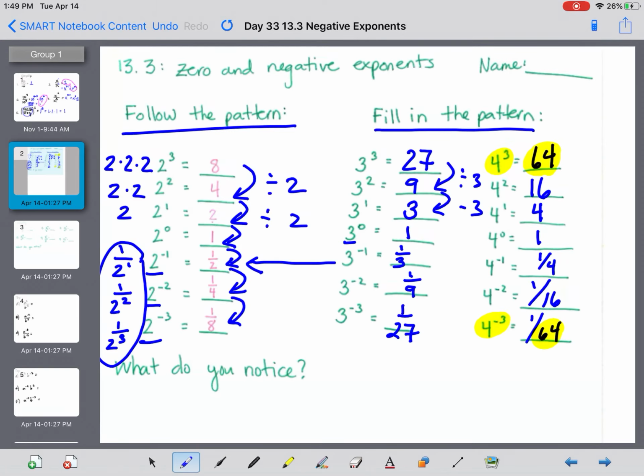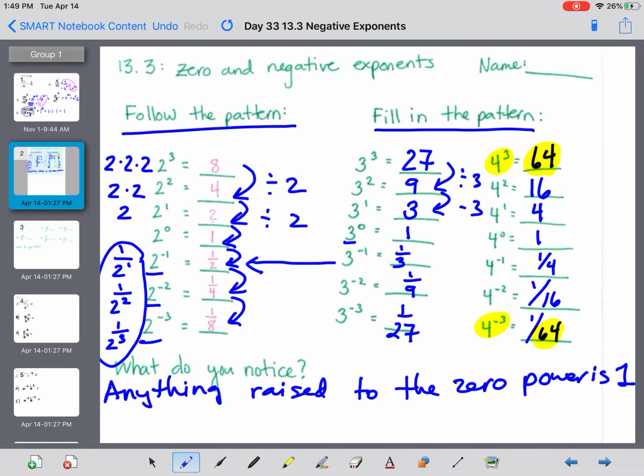So what do we notice here? Hopefully two big observations. Anything raised to the 0 power is 1. And then the other thing, and we'll talk a lot more about this on the next page as well, negative exponents, we're going to call them movers, because what happens when we have something raised to a negative power is it's moving its location.